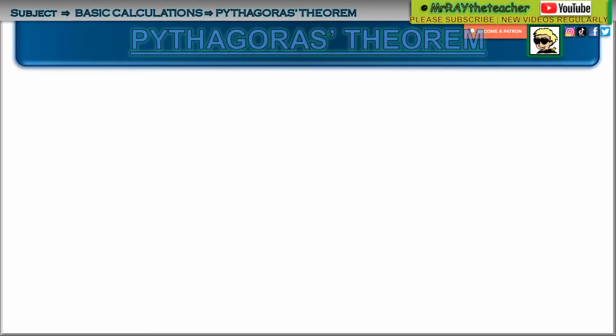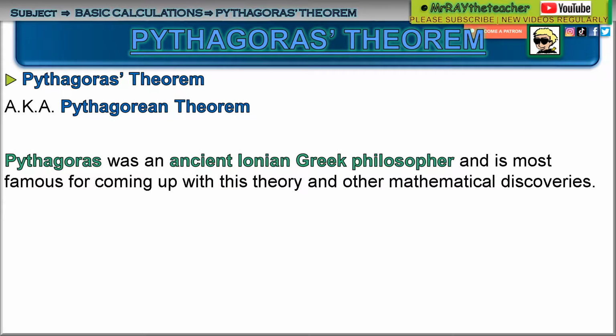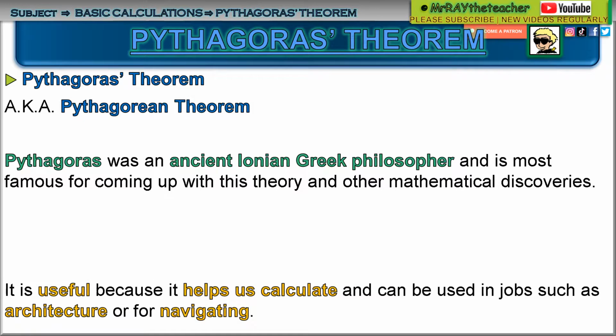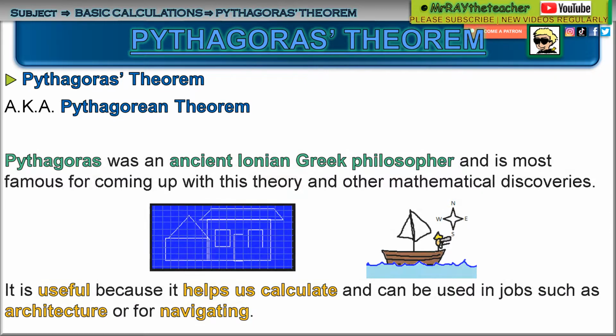So first of all, Pythagoras Theorem, also known as Pythagorean Theorem. Pythagoras was an ancient Ionian Greek philosopher, and is most famous for coming up with this theorem and other mathematical discoveries. It's useful because it helps us calculate, and can be used in jobs such as architecture and for navigating if you're lost at sea.